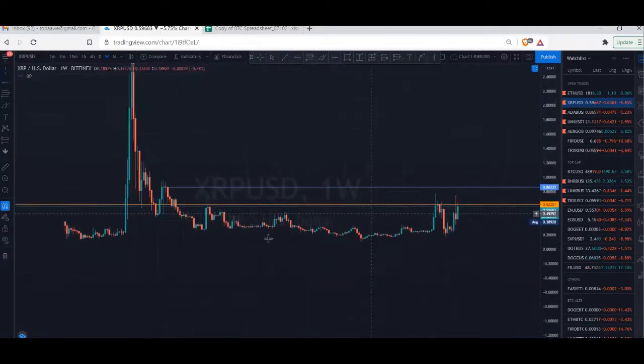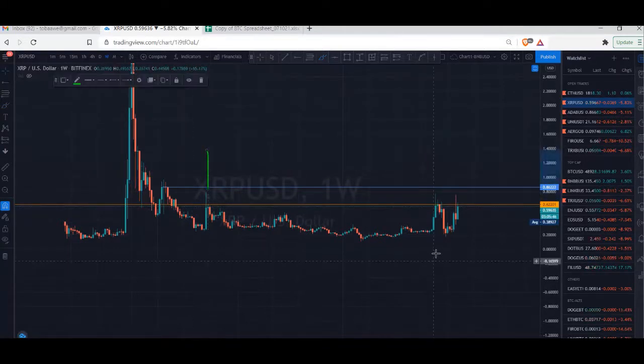So now, if you notice, XRP has 1, 2, and 3. XRP has reacted on this particular level 3 times. This is 1 time, this is the 2nd time, and this is the 3rd time. So that tells you that this level is a very significant level. Okay, so you need to pay attention to it. It's a very significant level XRP is reacting on.